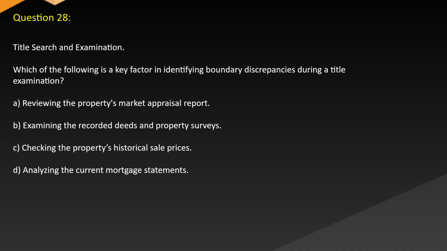Question 28. Title search and examination. Which of the following is a key factor in identifying boundary discrepancies during a title examination? A. Reviewing the property's market appraisal report. B. Examining the recorded deeds and property surveys. C. Checking the property's historical sale prices. D. Analyzing the current mortgage statements.